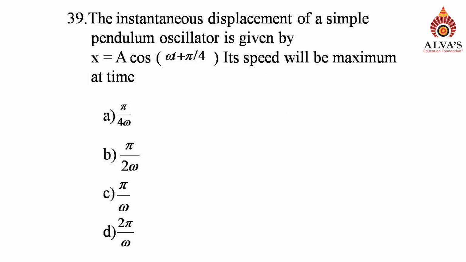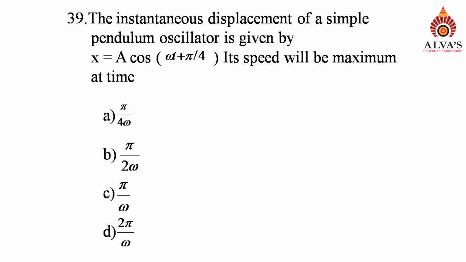The instantaneous displacement of a simple pendulum oscillator is given by x equal to a cos (omega t plus pi by 4). Its speed will be maximum at time?